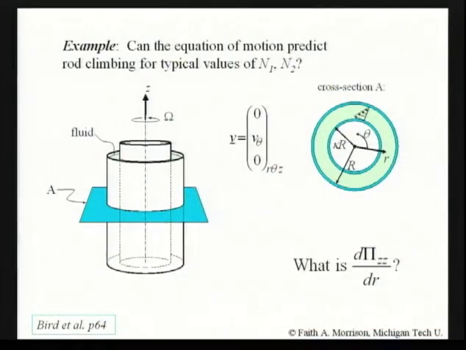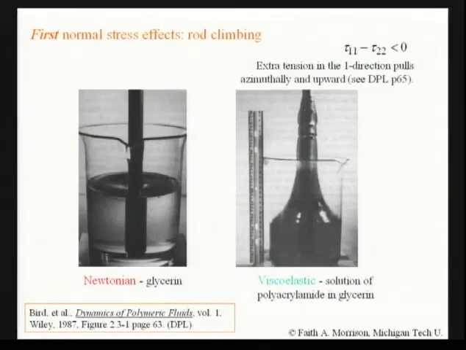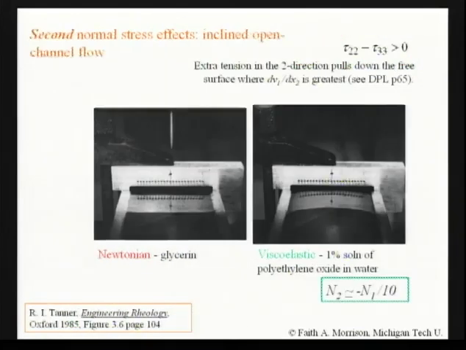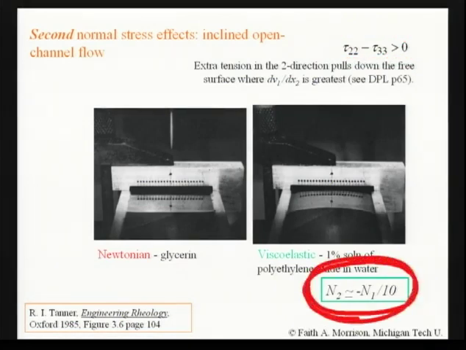So let's do the example. Here's my starting question. Can the equation of motion, the Cauchy momentum equation, predict rod climbing? For typical values of N1 and N2, N1 is typically negative and much bigger than N2. N2 is typically positive and about 1/10 the size of N1.